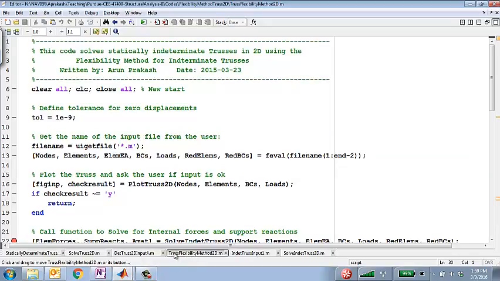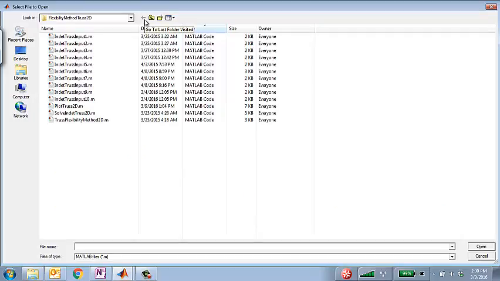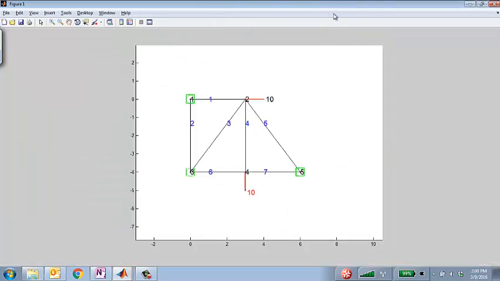So the main program for this indeterminate truss is called Truss Flexibility Method 2D.m, which I'll post to Blackboard. All you need to do at this point is create a breakpoint here, which is one line to solve the indeterminate truss. So before I solve that truss, I'll create a breakpoint, run it. It asks me for an input file. So I'll choose my first input file here, open. And this is the truss that it's showing me from the input file. This is the truss that I was just showing you also, right?